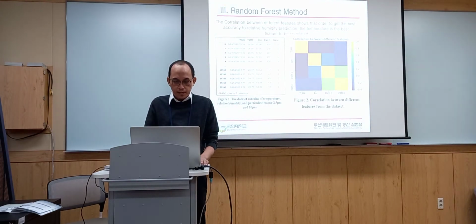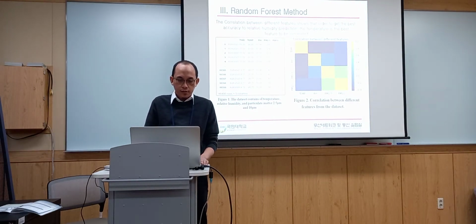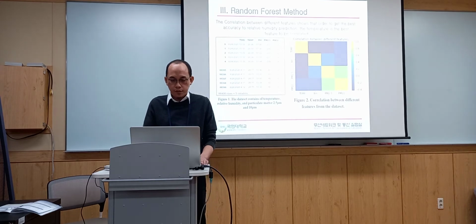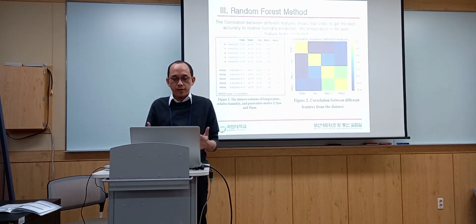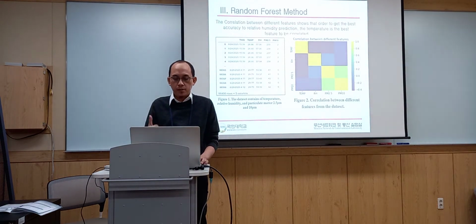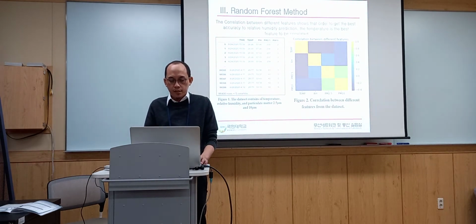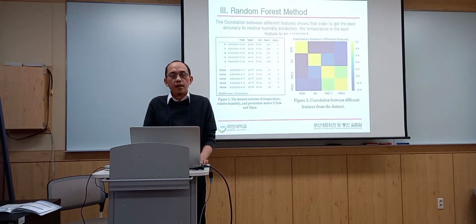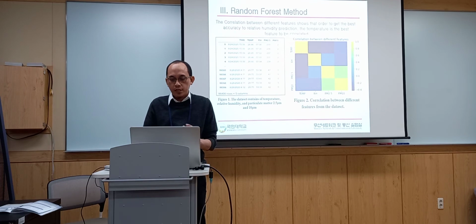In this paper we process the data: we get the temperature, humidity, particle 2.5 and particle 10, and we predict the humidity itself. We get the correlation between different features, and temperature and humidity have the highest correlation.